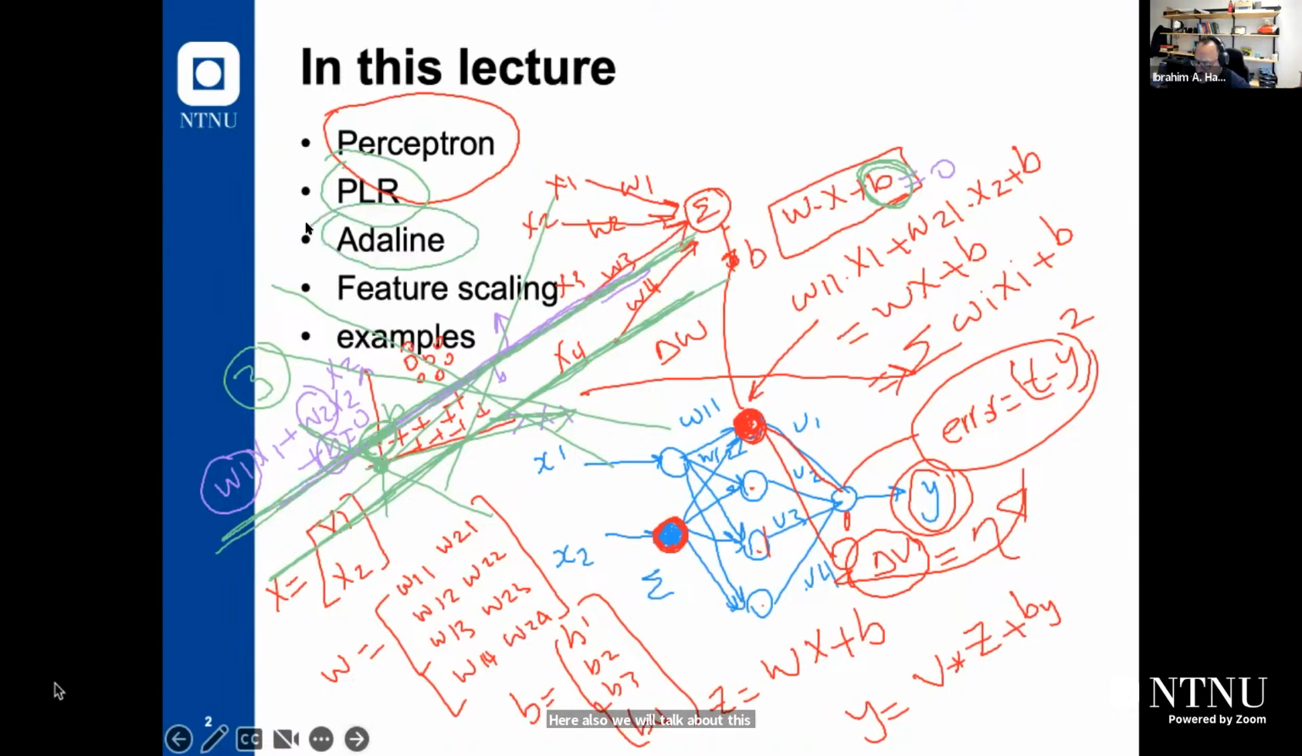Also, we will talk about this adaptive linear unit. This adaptive linear unit is exactly the same as a perceptron, but with a linear activation function, feature scaling, and we will use some examples. So we can just go directly into that part.